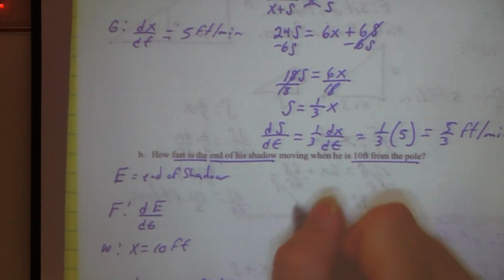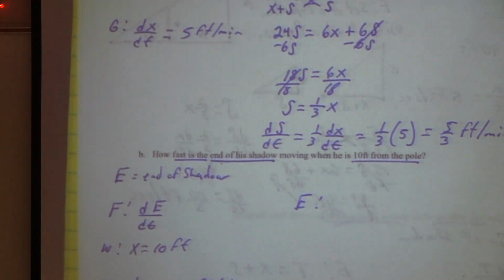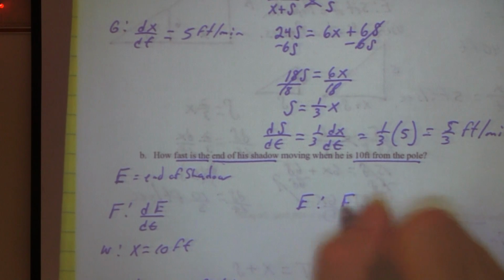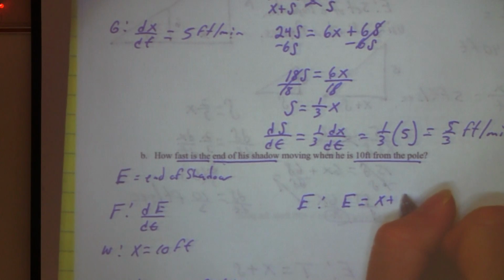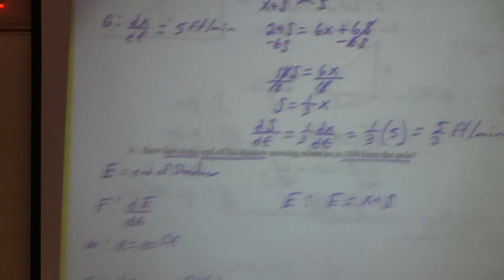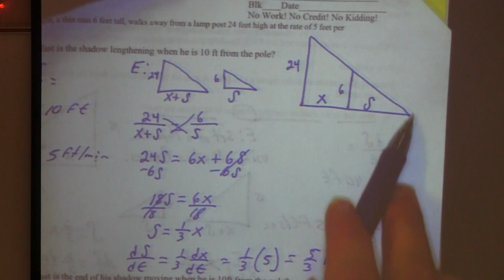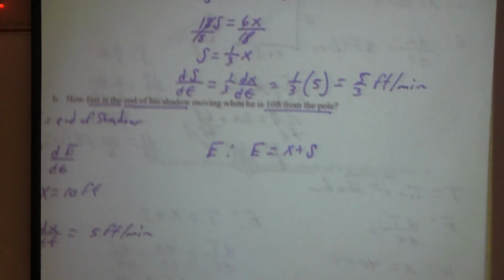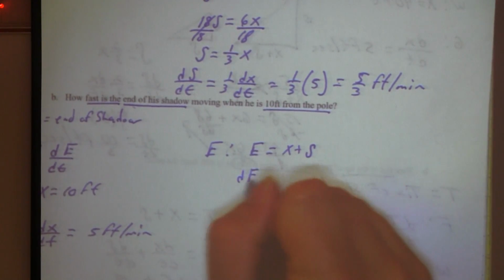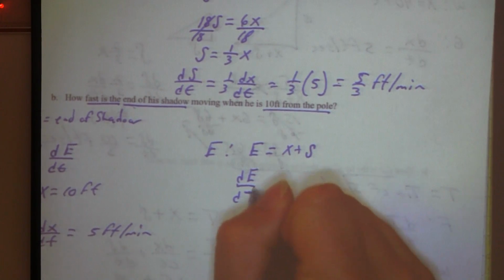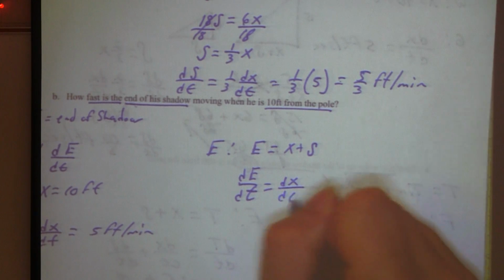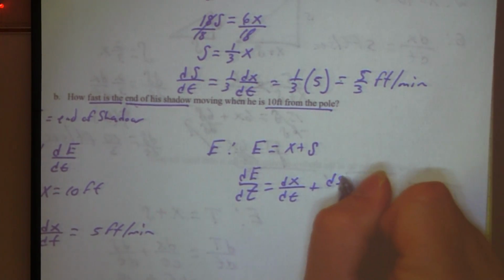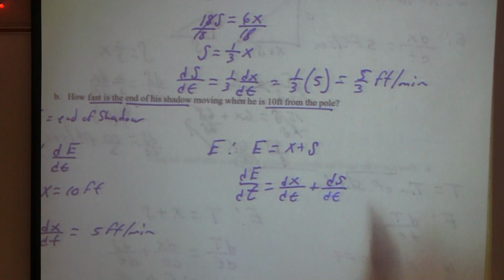Okay? What's the equation we're going to use here for the end of the shadow? How do we find out where the end of the shadow is? x plus s. Beautiful. If I add this distance plus that distance, it gets me here. Alright, so differentiate. dE/dt is equal to dx/dt plus ds/dt.